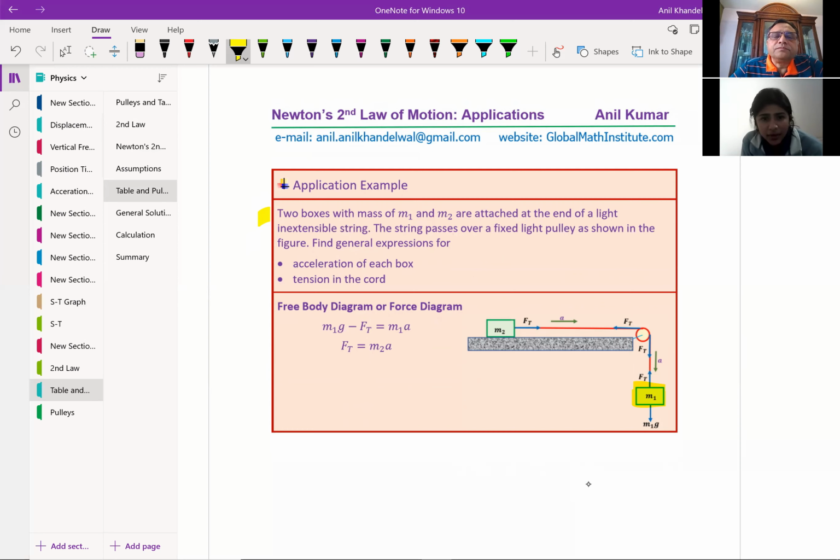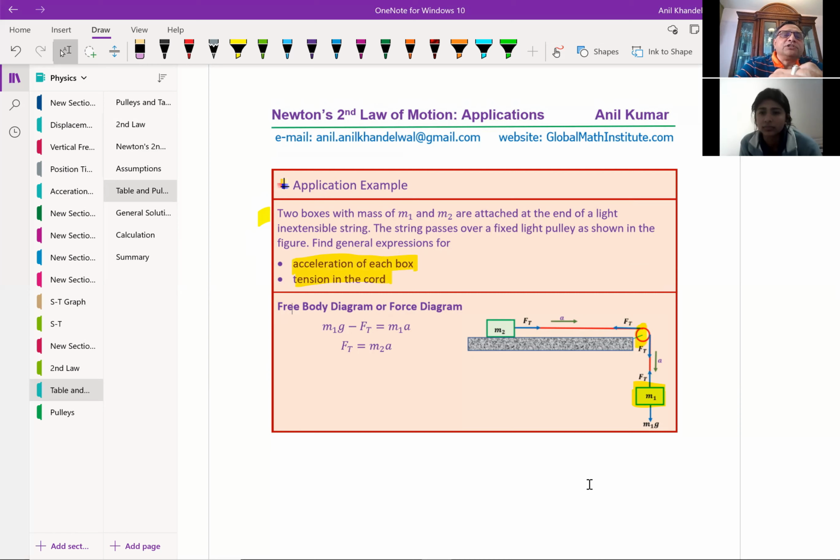Two boxes with mass M1 and M2 are attached at the end of a light inextensible string. The string passes over a fixed light pulley as shown in the figure. Find general expressions for acceleration of each box and the tension in the cord. Correct. Actually, all the three examples which I have taken have the same statement where we have two masses, and we'll try to figure out the acceleration of each mass and the tension in the cord.